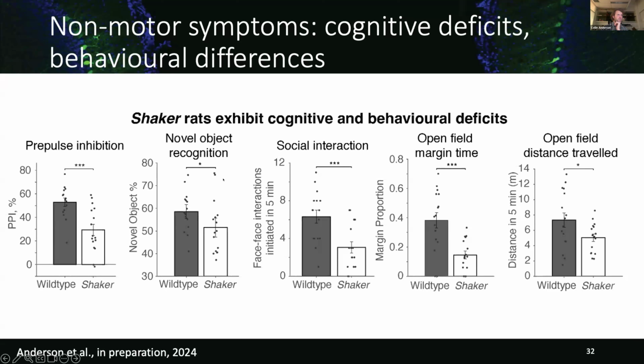So we actually found quite a large degree of cognitive and behavioral deficits here, sensory motor gating deficits, memory recognition deficits, differences in social behaviors, differences in open field, et cetera, et cetera. So these are the kinds of things that as we go into more ubiquitous expression in the future, these are things that we're hoping we can see improvement in as well.